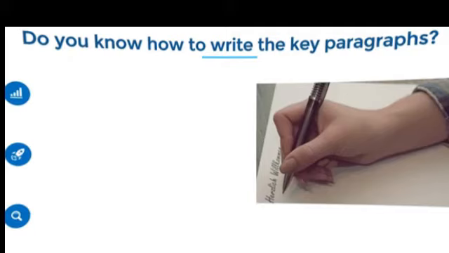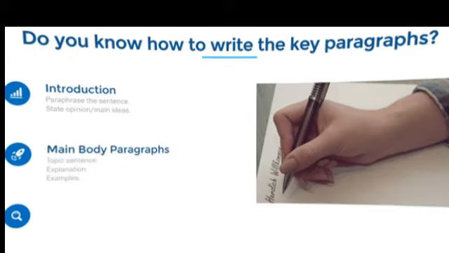So, do you know how to write the key paragraphs? By key paragraphs, I'm talking about introductions, main body paragraphs, and conclusions. So introduction: paraphrase the sentence, state your opinion or your main ideas, depending on what the question is asking you about. Main body paragraphs: topic sentence, explanation, examples. So even these three things, so let me get my little laser pointer, even these three things are aiding coherence and cohesion. The topic sentence is basically saying to the examiner, this is what this paragraph is about. Here's my explanation, making it very clear, and here's my example supporting that.